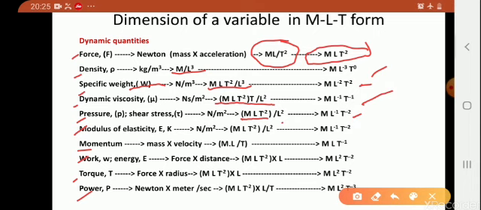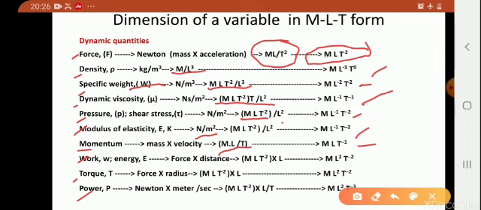Similarly, modulus of elasticity has the same unit as pressure and shear stress, so it is Newton per meter square, and you will get the same M L raised to minus 1 T raised to minus 2. Momentum is nothing but mass into velocity, and mass is represented by M, and velocity is length per time. So rearranging, we will get M L T raised to minus 1.